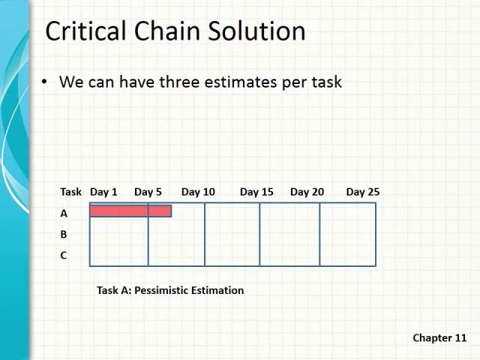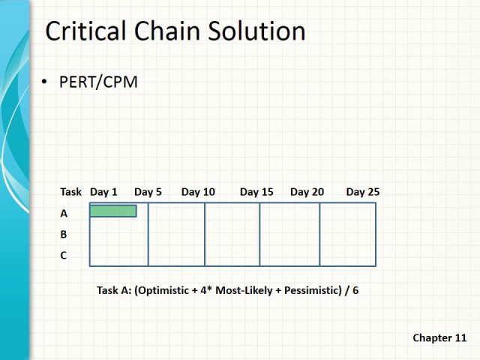So we can have 3 estimates per task, right? Here, task A, a pessimistic estimation. And here is the most likely estimation for that same task. And here is the optimistic estimation. And our critical chain solution says this is the one that we're going to start with. So let's take a look for a second at what PERT CPM would say. They would say for task A, we use this formula: optimistic plus 4 times the most likely plus the pessimistic, all divided by 6. And this is our estimate for that first activity. We do the same for the second activity, B, and the third activity, C.